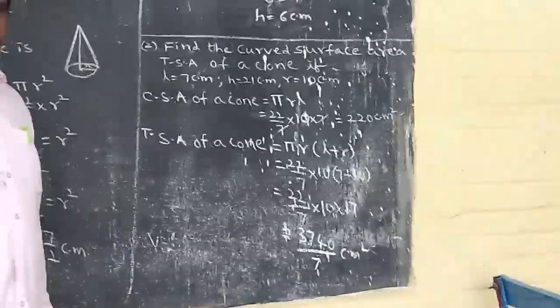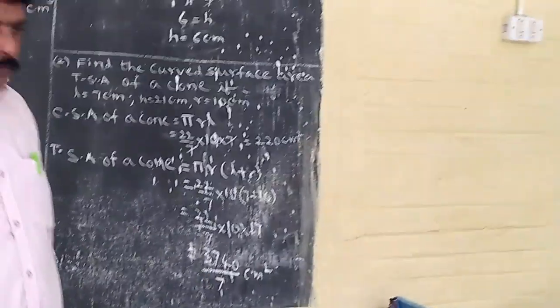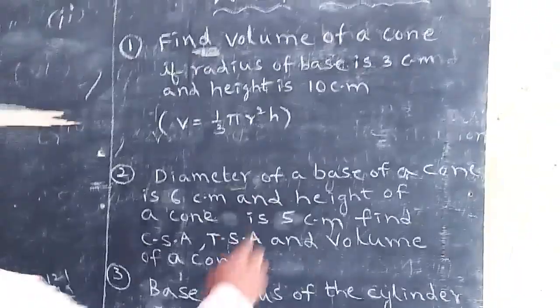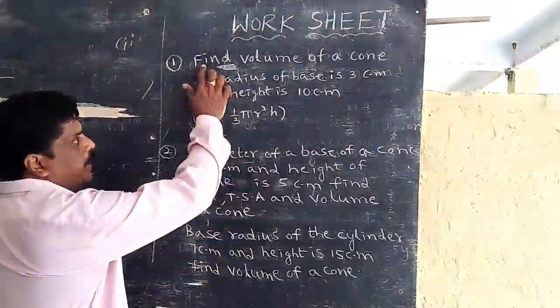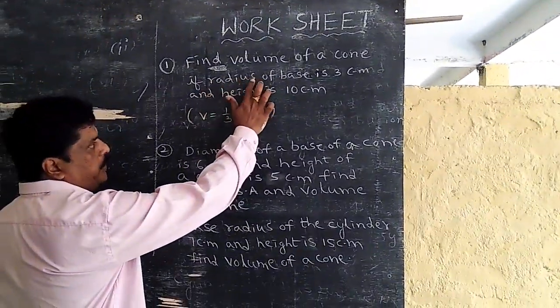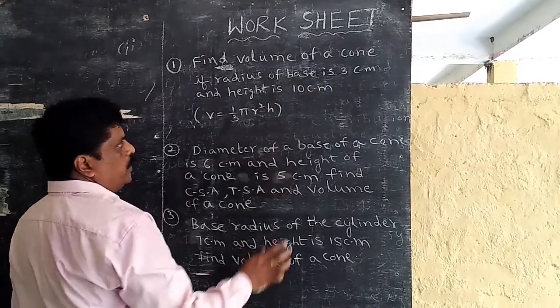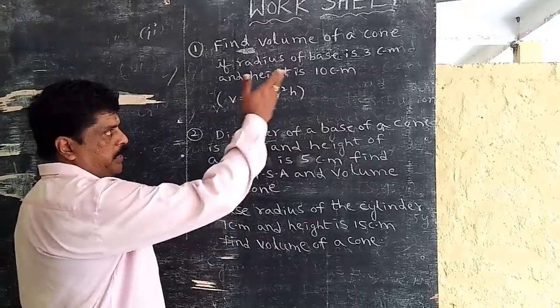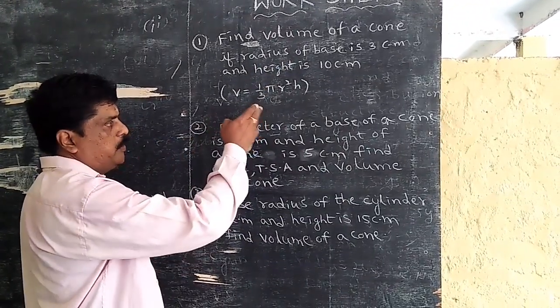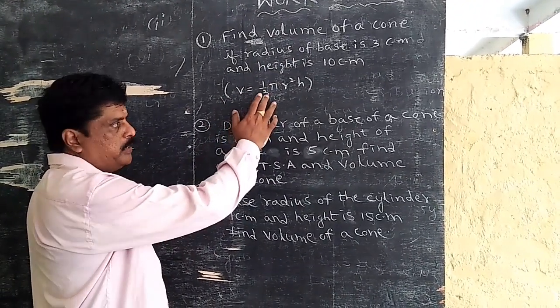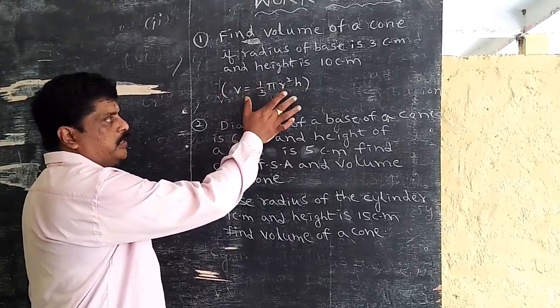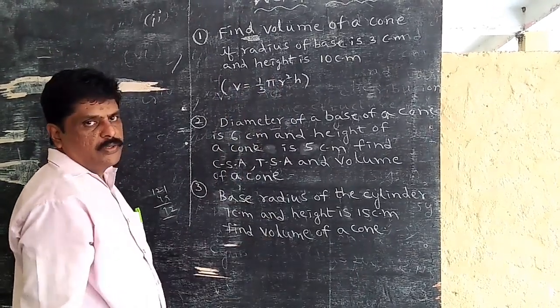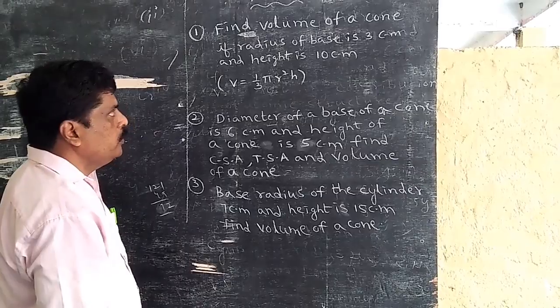Okay, I have given a worksheet for you. Here, I have given 3 sums for you. Find the volume of a cone if the radius of the base is 3 centimeters and height is 10 centimeters. I have given radius 3 centimeters and height is 10 centimeters. The volume of a cone formula is 1 by 3 pi r square h. I also written here. You have to substitute the values and you get the volume of a cone.